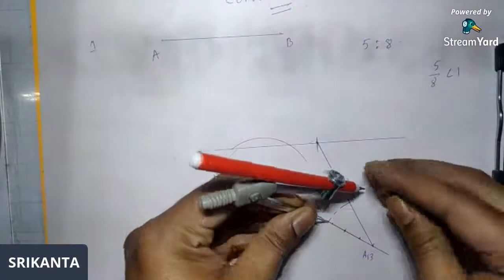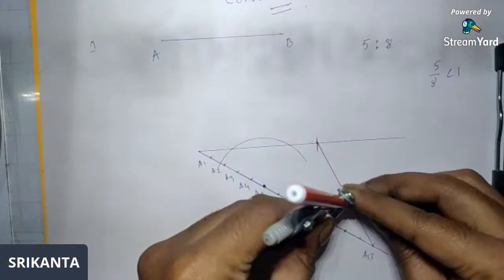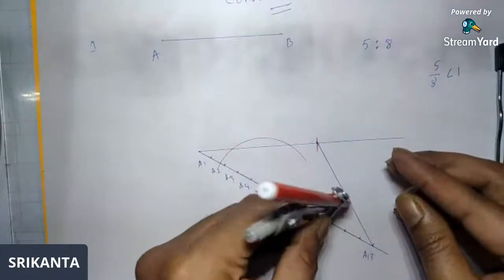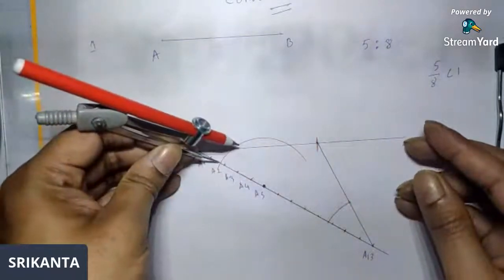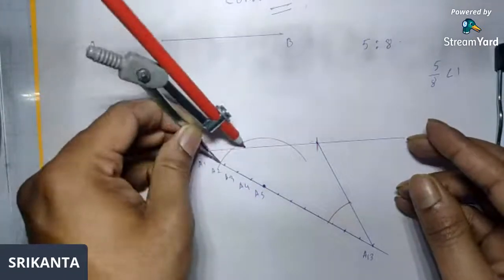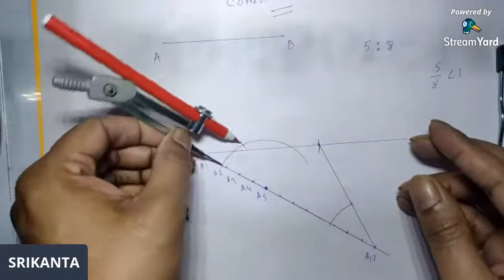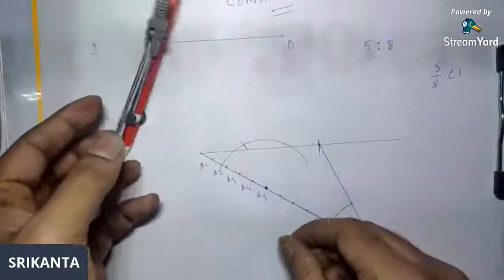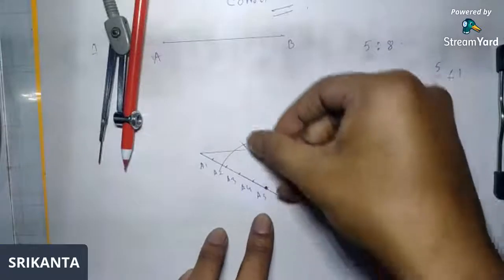Then we need to measure this portion. Okay, this portion measured. You put the point here and you measure this portion. Clear? Understood? Now you join this point and that point.